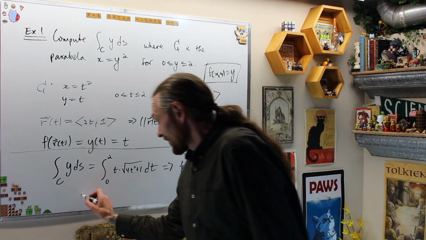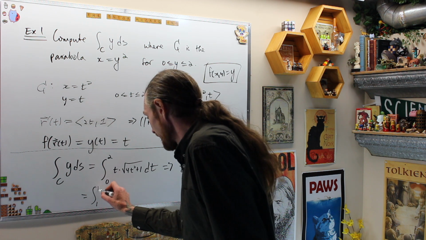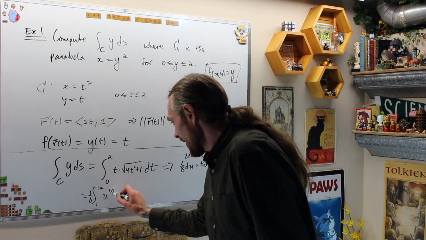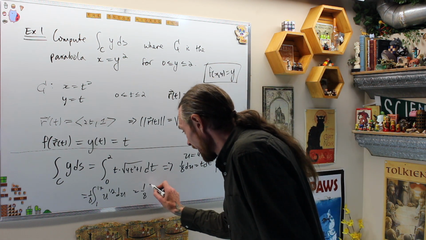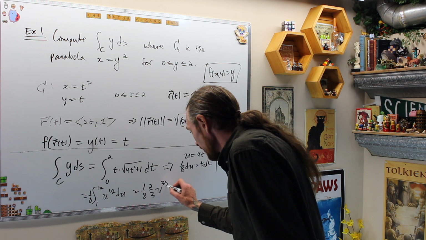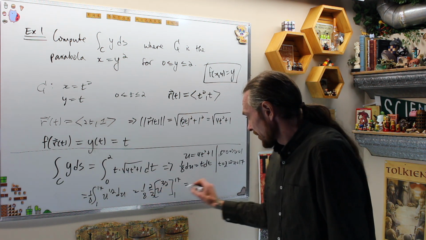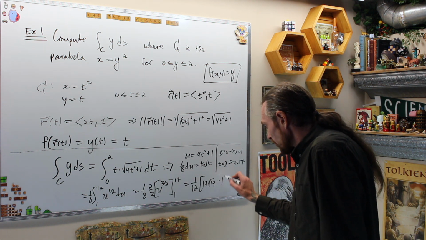Now we're going to change the bounds. This is equal to the integral from 1 to 17 of 1/8 u to the 1/2 du, which is equal to 1 over 8 times 2/3 u to the 3 over 2 evaluated from 1 to 17, which is, cancel, cancel, 1 over 12 times 17 root 17 minus 1.